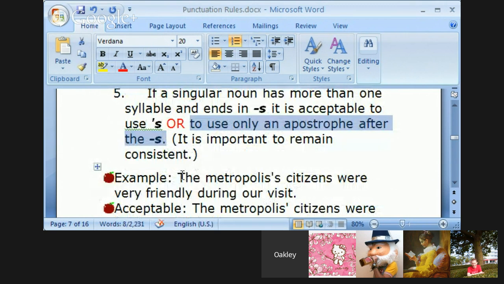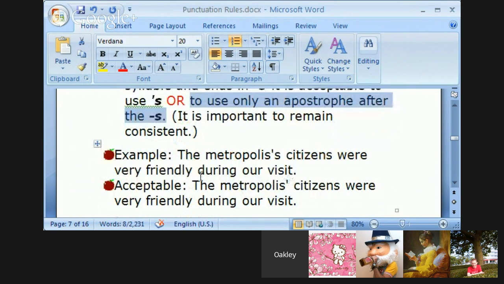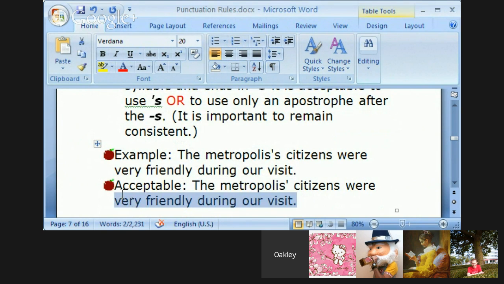Okay, so in other words, here we go. Either one. Frankly, if I'm reading newspapers, magazines, books, this second one, it says acceptable, but I believe that this is the one more commonly used. Okay, the word ends with an S. Again, this is back to a possessive, the metropolis's citizens were very friendly during our visit.